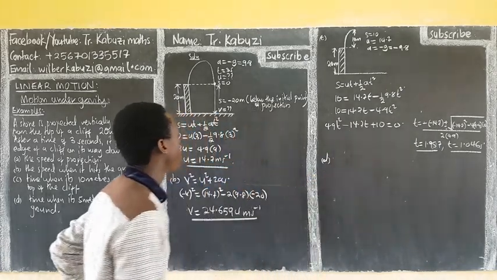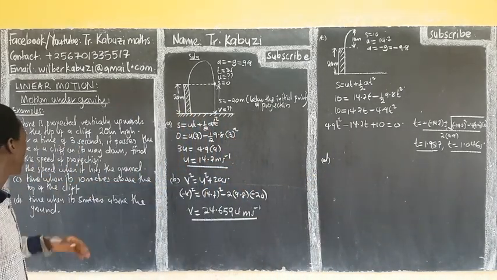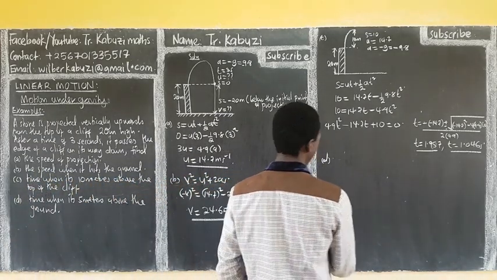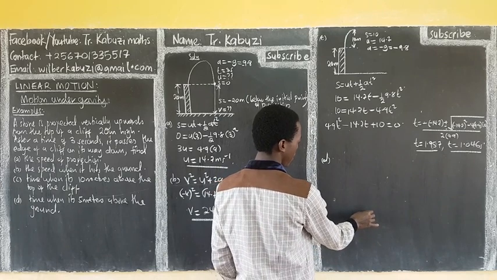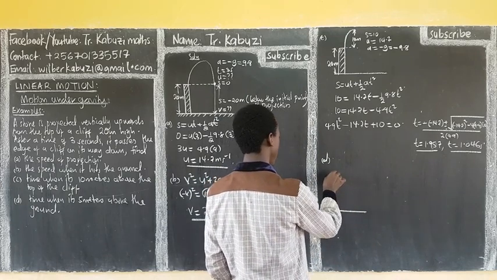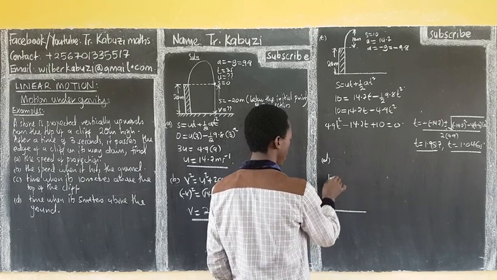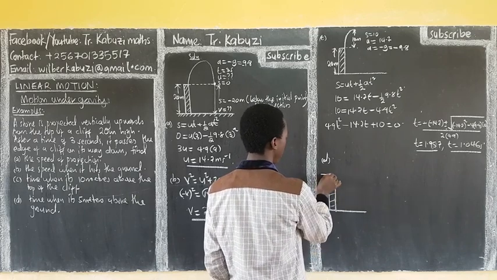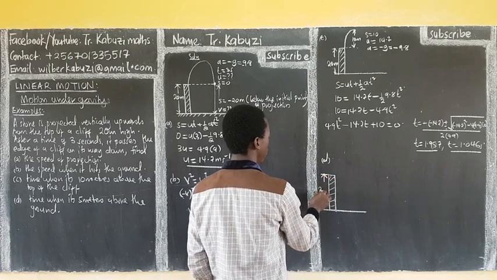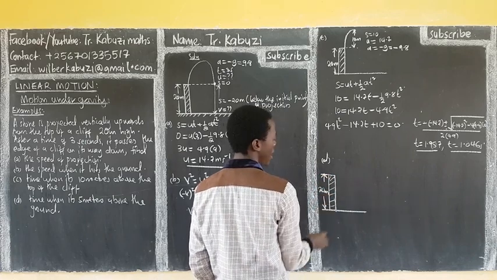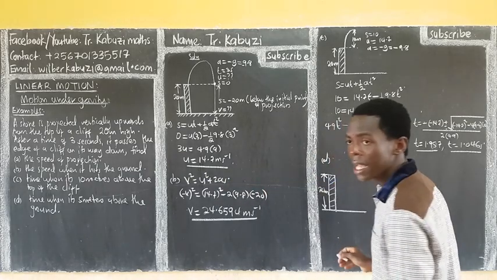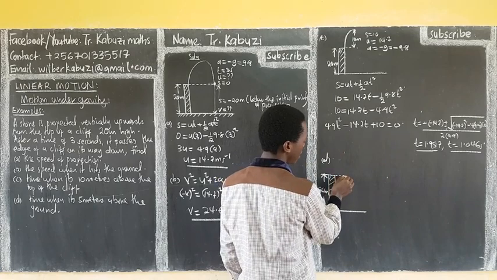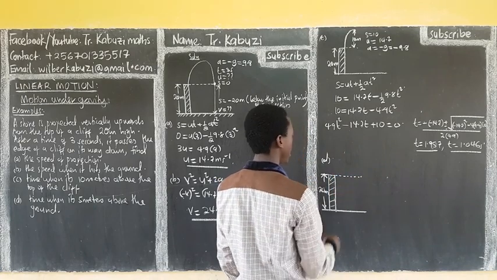What does part D say? Part D says find the time when it's 5 meters above the ground. To draw that sketch, remember this is our cliff. Our cliff here, from here it's going to be 20 meters. That's the cliff. Now they're asking us about 5 meters above the ground.